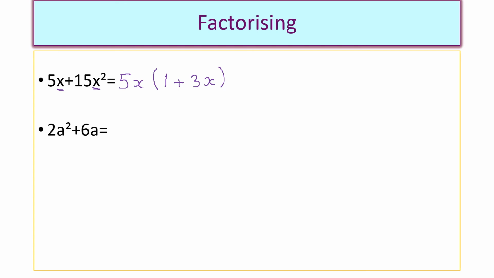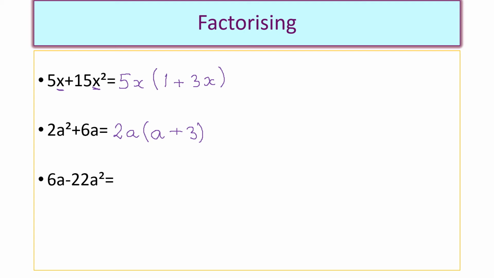Okay, 2a squared plus 6a. So the highest common factor is 2a. Now 2a times what is 2a squared? That is a. And then 2a times what is 6a? That is 3.